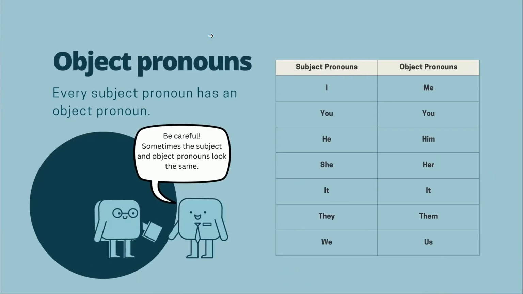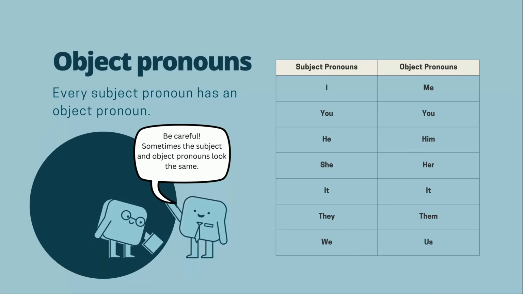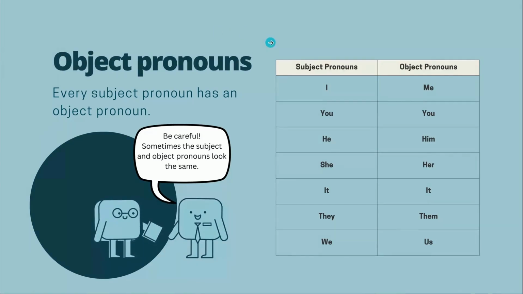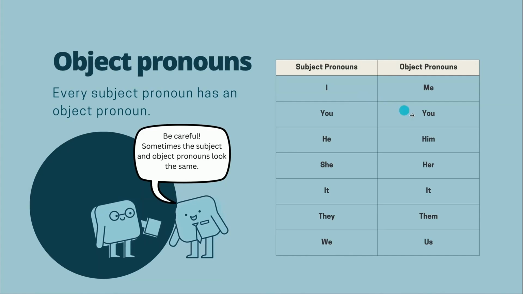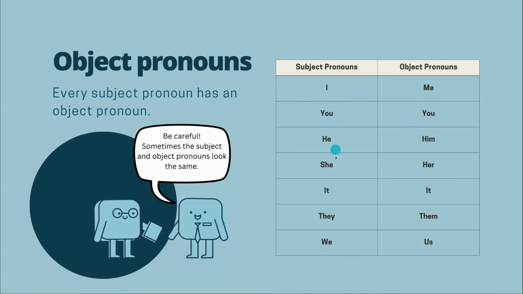So object pronouns, every subject pronoun has an object pronoun that matches to it. And sometimes the subject and object pronouns look the same, so it can be a little bit tricky. So for the subject, we have I, and then object for that is me. Subject you, object is you. Subject is he, object is him. Subject is she, object is her. Subject is it, object is it.